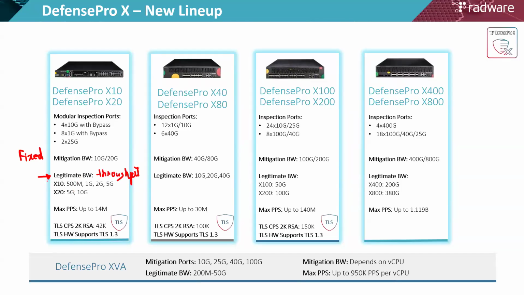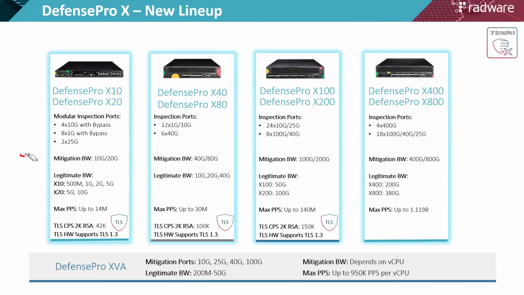This can be upgraded. For the X10 model, these are the options available to you. Initially, you can purchase 500 megabits of legitimate throughput. Then if you feel that your organization has grown in size and you're receiving a lot of legit traffic, and you have to increase the legitimate throughput at a later stage, then you can increase up to 5 Gbps. This is upgradable and it is license based. You simply have to upgrade the license and you'll get a higher throughput capacity. So mitigation bandwidth is fixed while the legitimate bandwidth can be upgraded, which is license based.